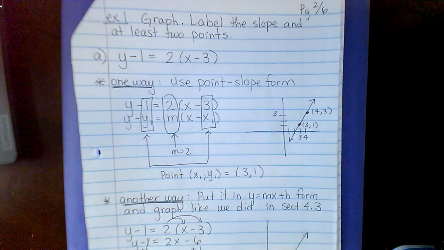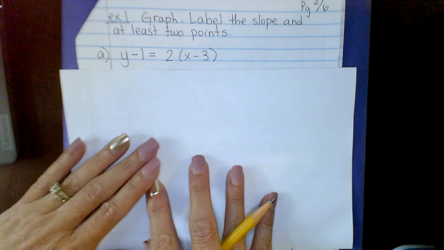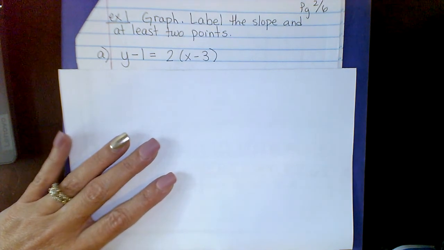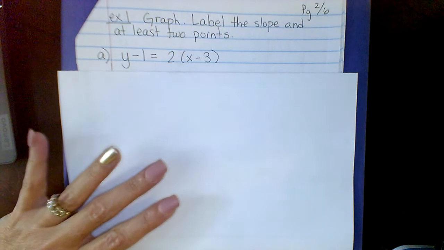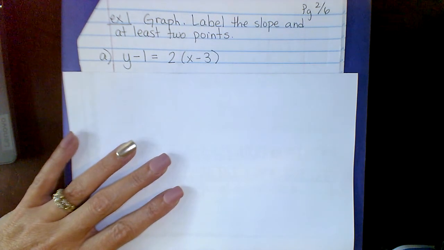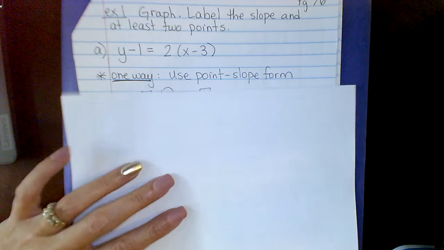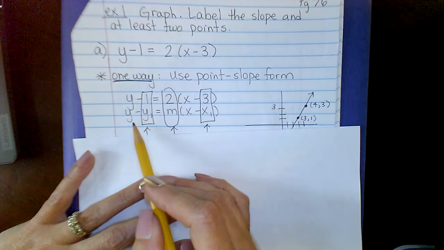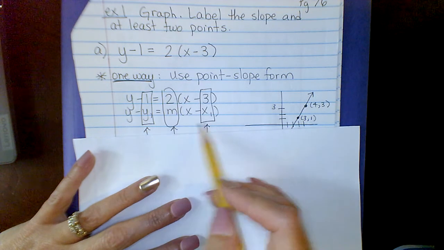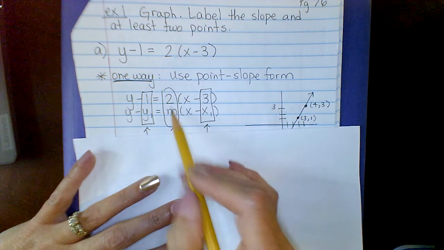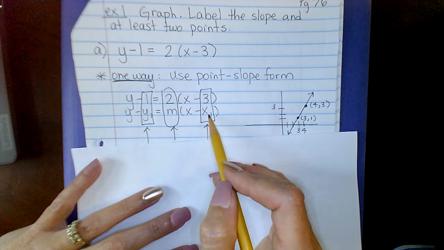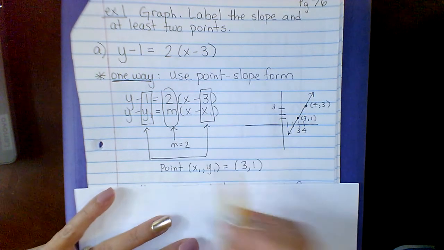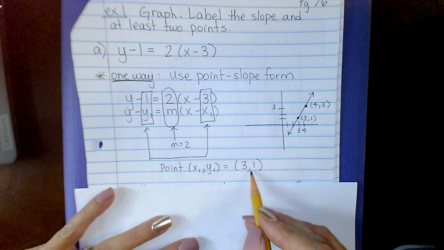So let's look at an example. We have this line, y minus 1 equals 2 times the quantity x minus 3. We're going to graph it, and label the slope and at least 2 points, because that's what Hawks asks us to do also. Now, one way you can do this is by comparing this to the point-slope form, y minus y1 equals m times x minus x1. By matching these up, you get that the slope is 2, the x value of your point is 3, and the y value of your point is 1. So we get a slope of 2 and a point of 3, 1.